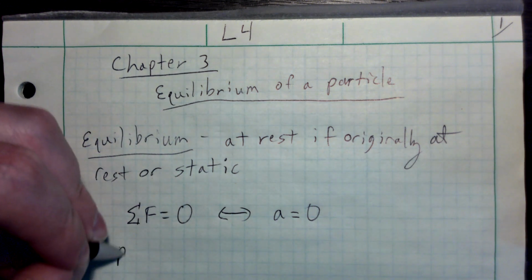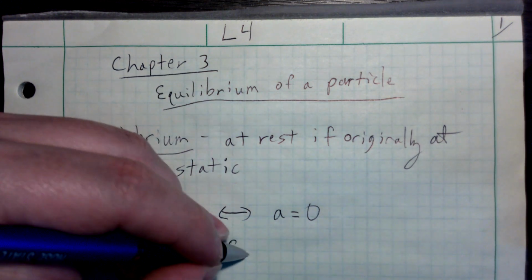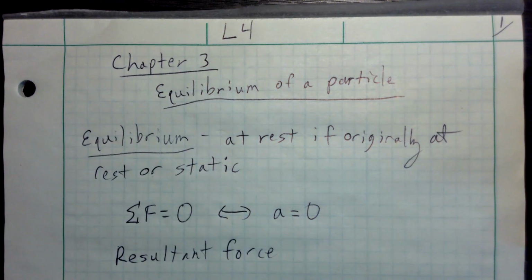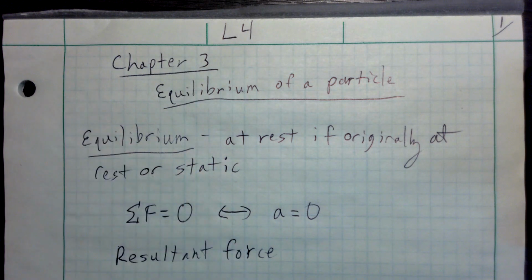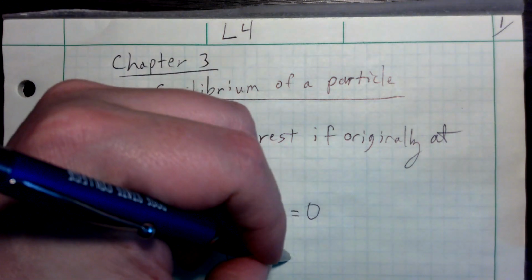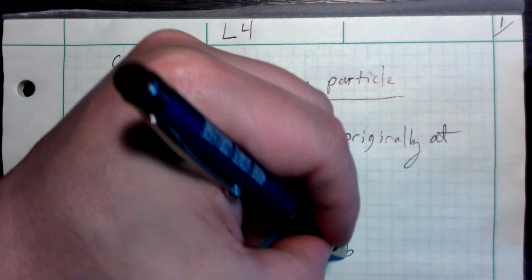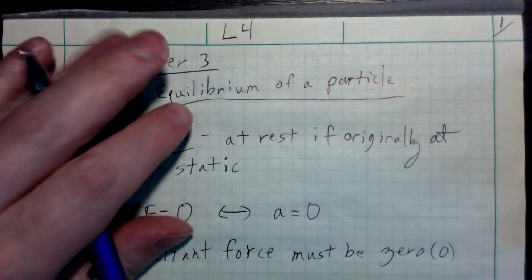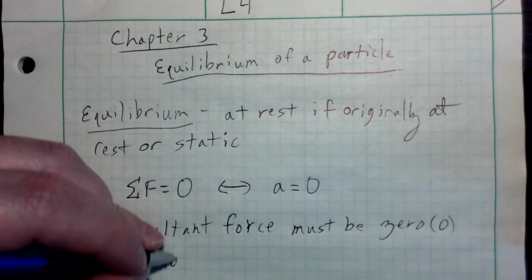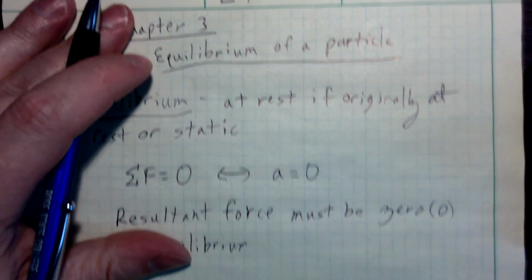So what we're saying here is that we've been looking at resultant forces. And it's really our focus in chapter 2, forces, trying to find the resultant force. Chapter 3 is not a whole lot different. It's just simply that your resultant force must be 0 for equilibrium.